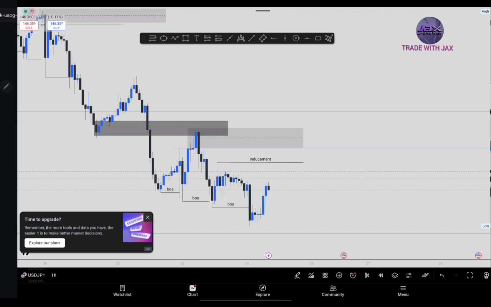But on a minor pair, 5 days could just be from here to here. So the market will chop, because there are not many volumes on it. I only trade major pairs.